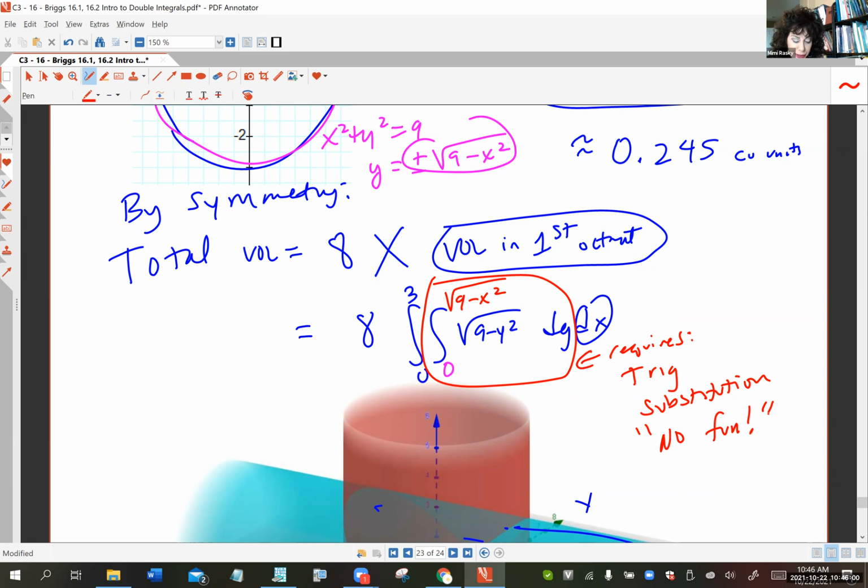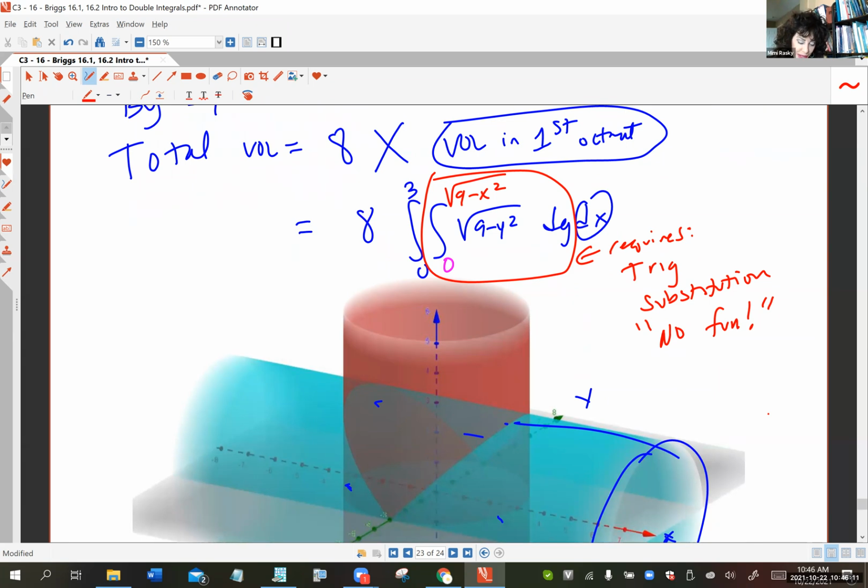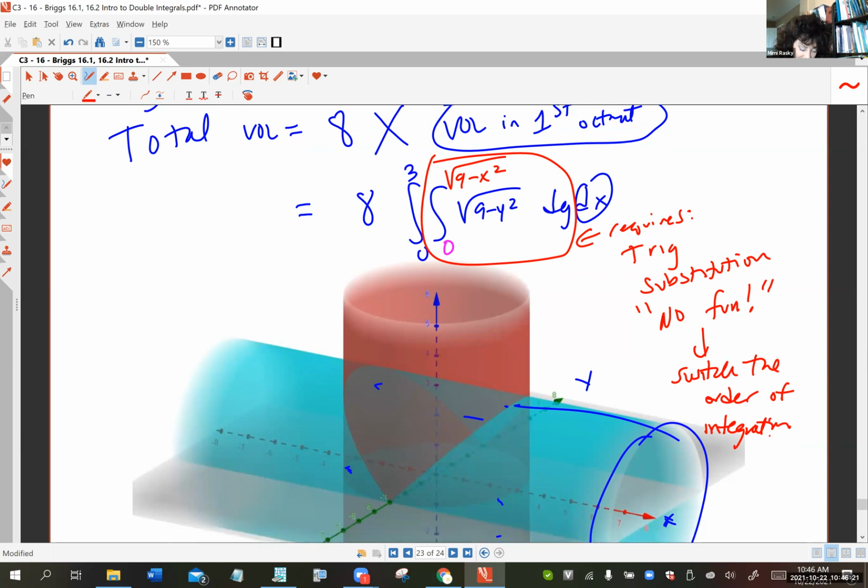What do I do? What do I do? Switch the order of integration, and then you won't have to do trig sub. I don't want you to do trig sub. That's just totally not fun. So please, what you'll do instead is you'll switch the order of integration, and then life will be good. That's the point. You don't want to be having a bad time.